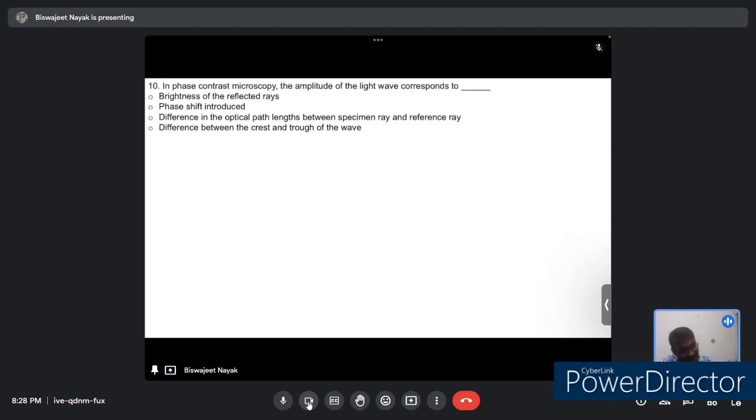In phase contrast microscopy, the amplitude of the light wave corresponds to: brightness of the reflected rays, phase shift introduced, or difference in the optical path lengths between specimen ray and reference ray, or difference between the crest and trough of the wave?